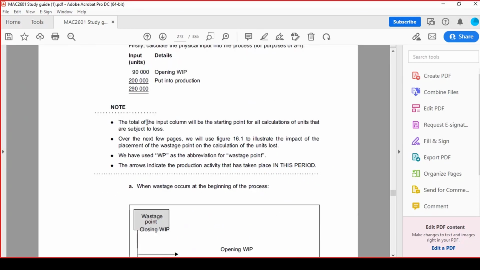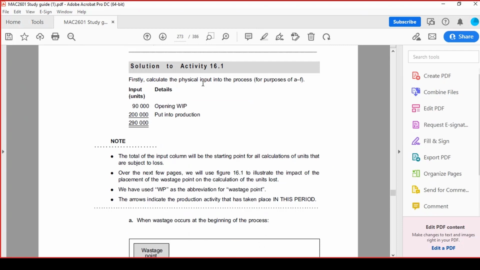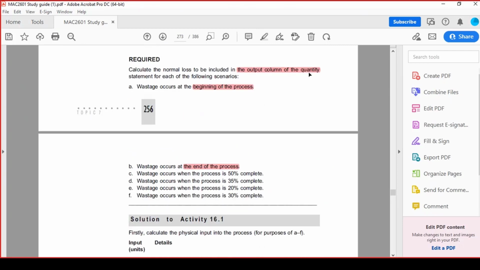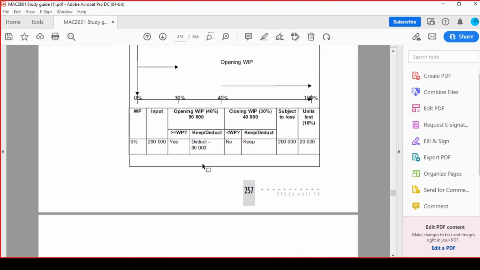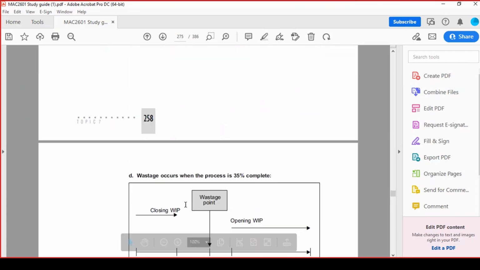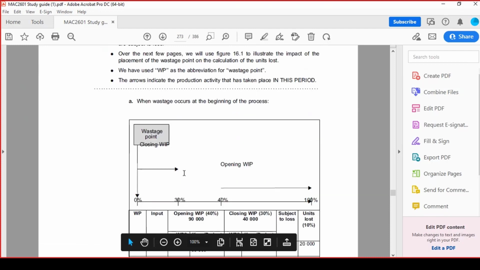Okay, great. So what you always have to start with, because remember what I'm asking is at the input, but we still need to go to the output column. But the first step is always to start by calculating your input column first before you go to the normal loss.